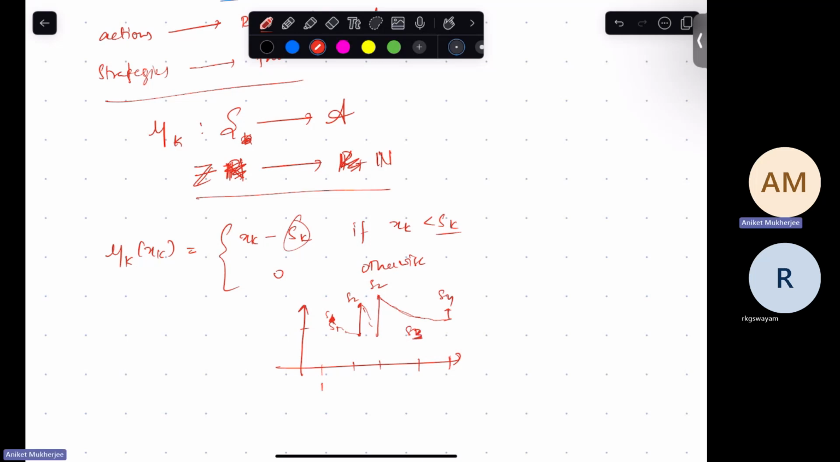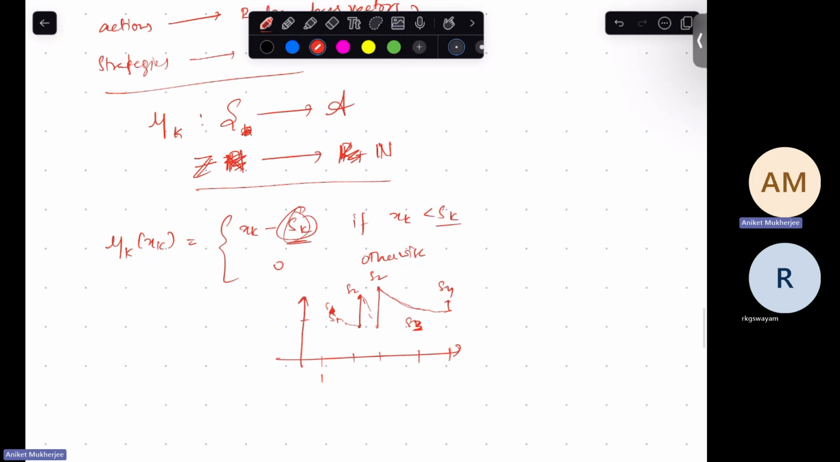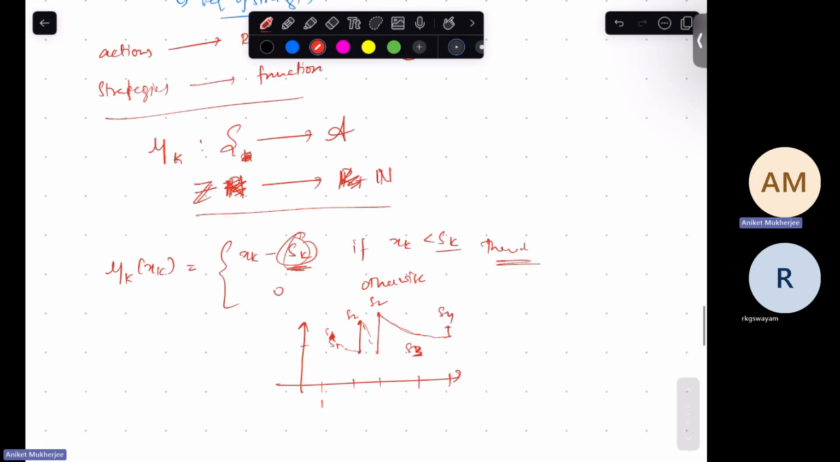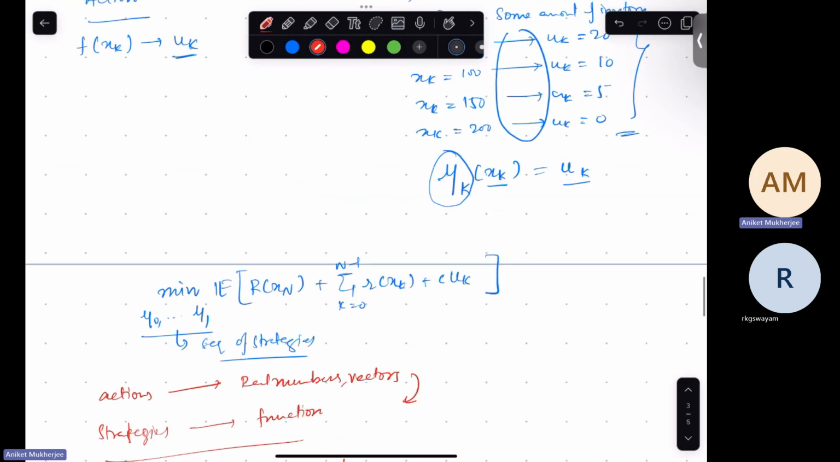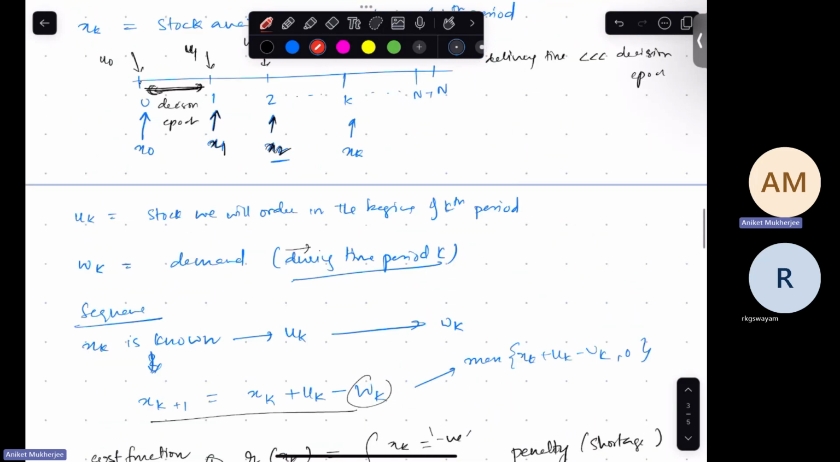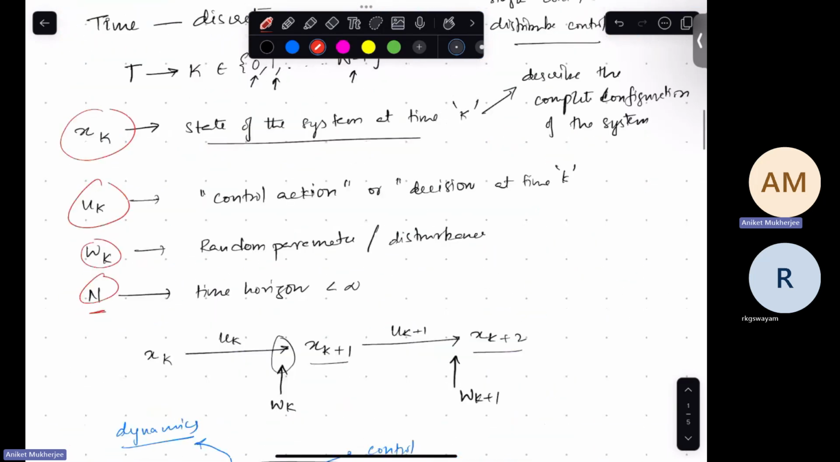So this is one type of policy that you can come up with, where you come up with these sk's, which basically parameterize your optimal function. These are known as threshold policies, and we'll see in later classes that they play a role in optimal policies. But yeah, for today, I'll stop here.